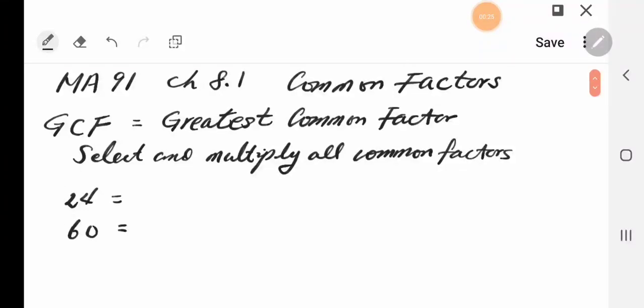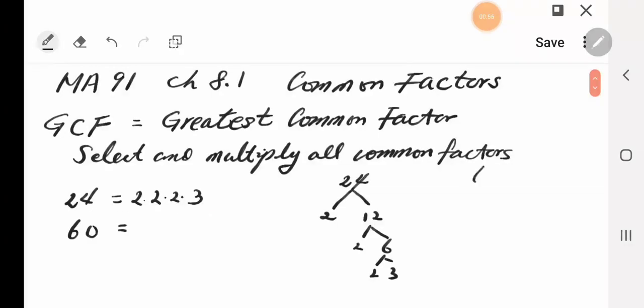First of all, let's write this in a prime factorization. So 24, we will write this as a product. 24 is a product of 2 times 12, and 12 is 2 times 6, 6 is 2 times 3. So we can write 24 as 2 times 2 times 2 times 3. The product of these four factors will be 24.